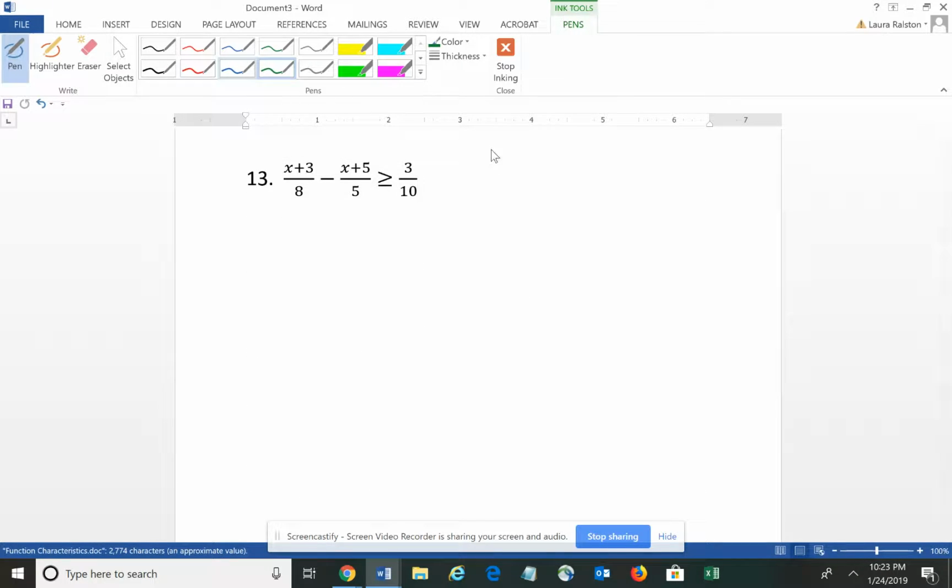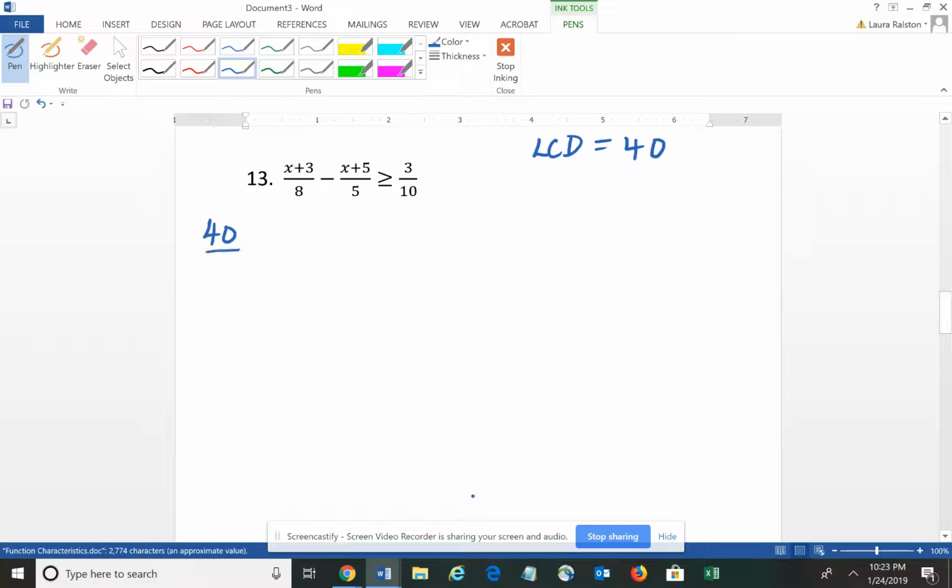Okay, 13's a little bit trickier because you have the fractions. And so the first thing I would tell you to do is to eliminate the fractions by multiplying through by the common denominator. So I need a number that 8, 5, and 10 will all divide into evenly. So my least common denominator here is going to be 40. So I'm going to multiply each piece of the problem by 40, and I'm going to write it out for you.